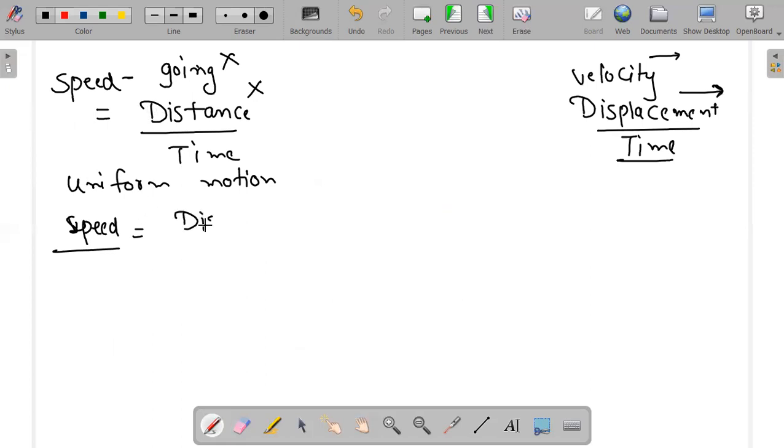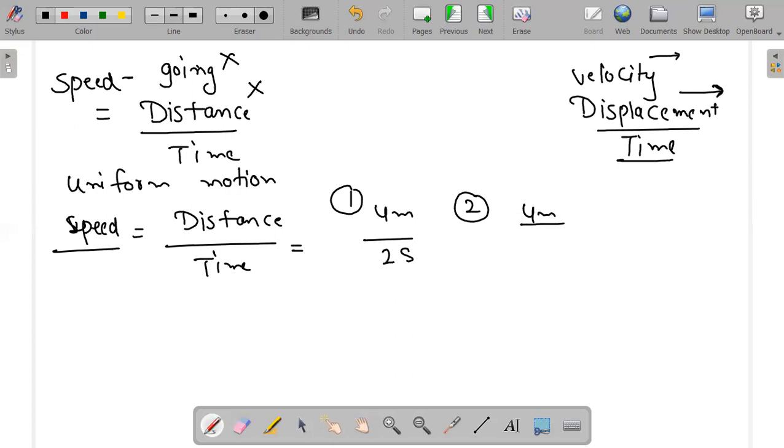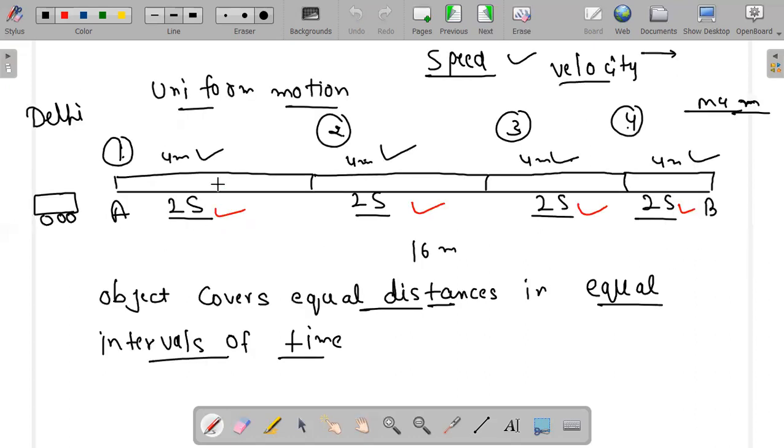The formula of speed is distance upon time. Now what is the distance in the first case? It is 4 meter, and time is 2 seconds. What is the distance in the second case? It is 4 meter and time is 2 seconds. What is the distance in the third case? It is 4 meter and time is 2 seconds. And for the fourth case, distance is 4 meter and time is 2 seconds. You can see first case, second case, third case, and fourth case.